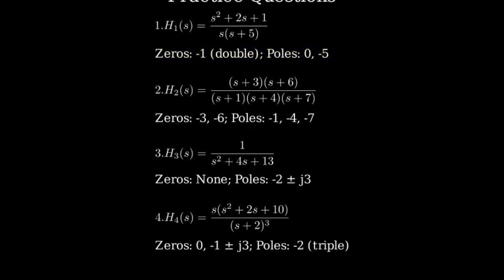For H1, the zeros are at -1 double, poles at 0 and -5. For H2, zeros at -3 and -6, poles at -1, -4, -7. For H3, no finite zeros, poles at -2 plus or minus j3. For H4, zeros at 0 and -1 plus or minus j3, and a triple pole at -2.